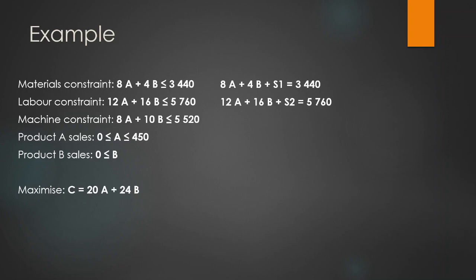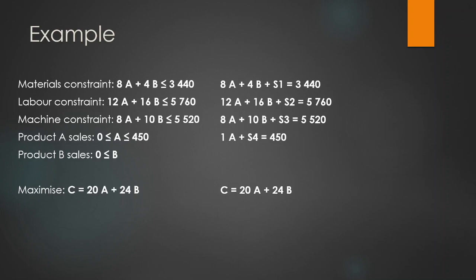So labor is now 12A plus 16B plus S2 equals 5,760 labor hours. Machine hours is now 8A plus 10B plus S3 equals 5,520 machine hours. Product A sales is now 1 multiplied by the production of A plus S4, which represents any remaining demand, and that all equals 450. Notice that we leave off the constraints of A and B must be greater than 0. Our objective function then remains unchanged.